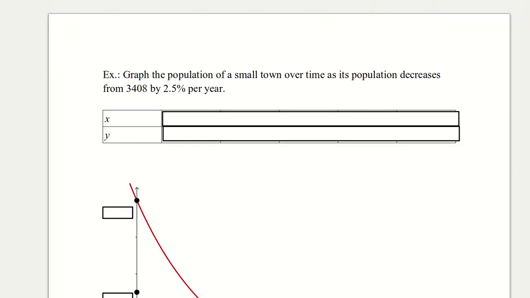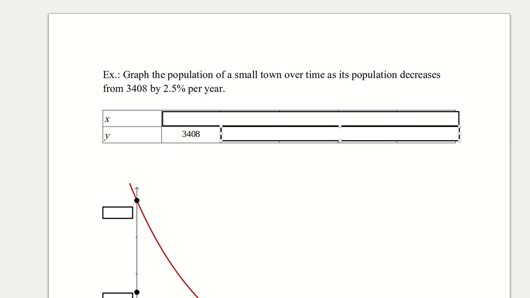Okay, our last example in section 9, we're looking at a population that is decreasing. It says to graph the population of a small town over time as its population decreases from a starting population of 3,408, and it's decreasing by 2.5% per year. So let's first look at the populations, at y.